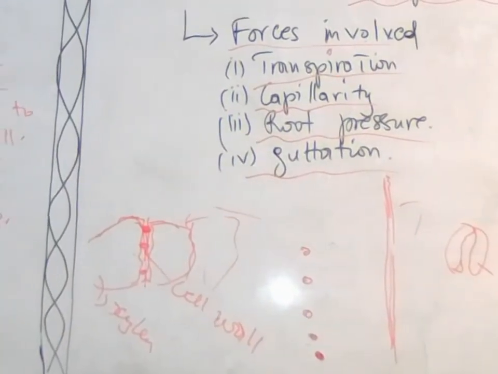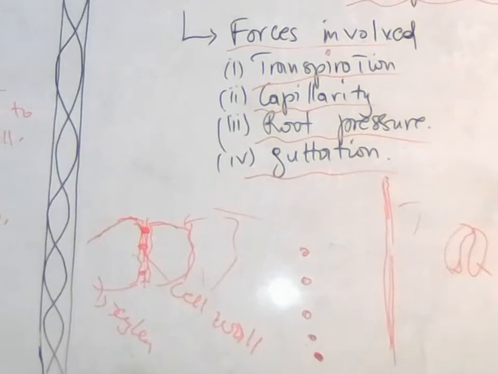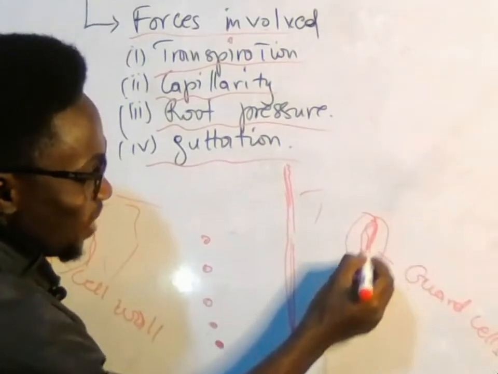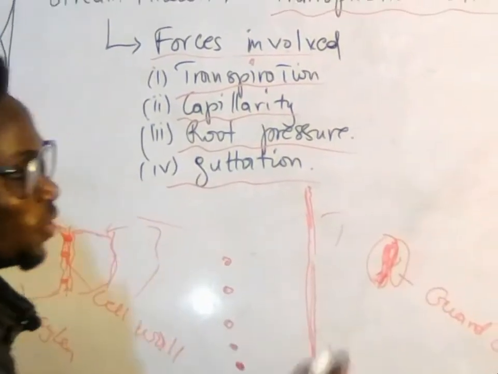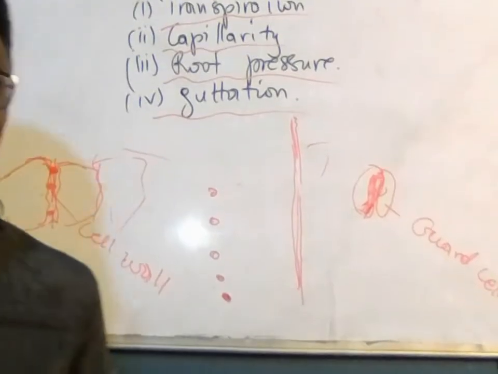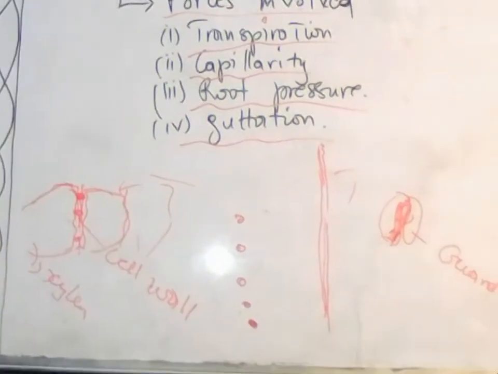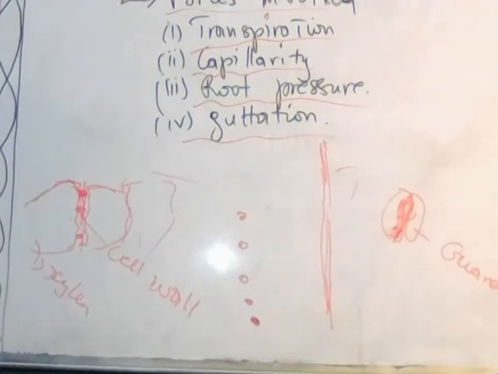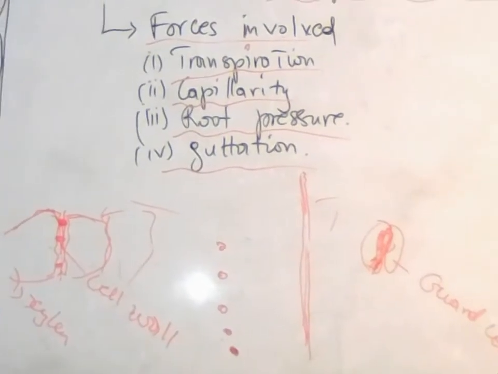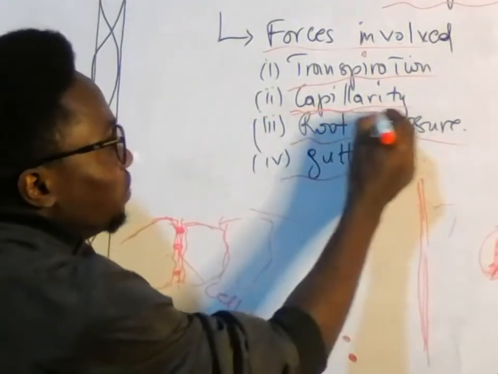Guard cells: once they close, it means water won't move. But when they open, it allows the movement of what? Of water. No politics about it, my friend. Okay, so now let's look at capillarity.